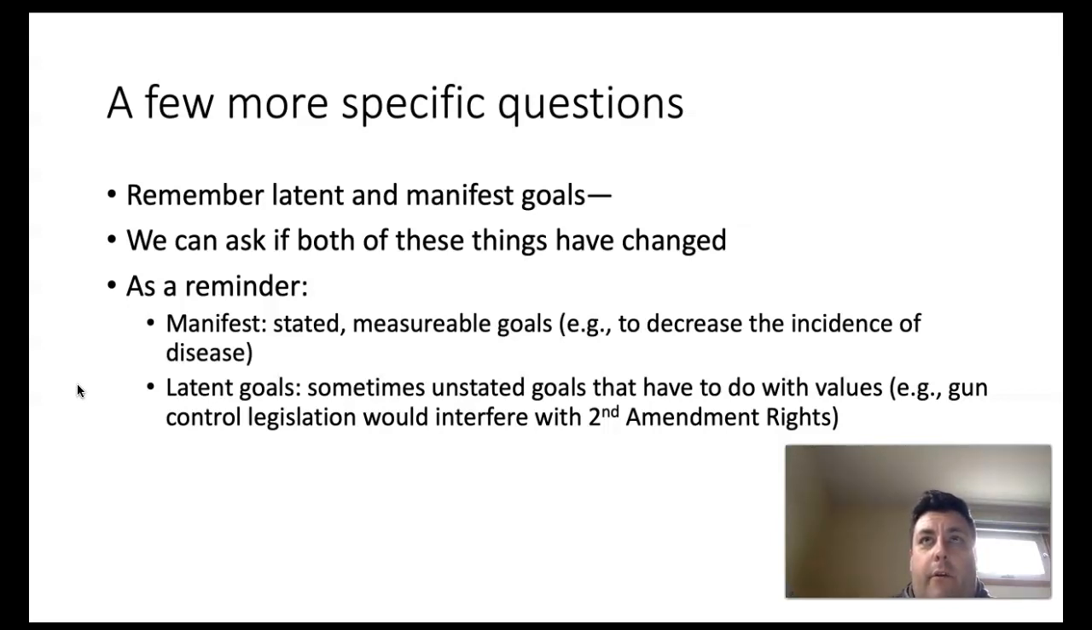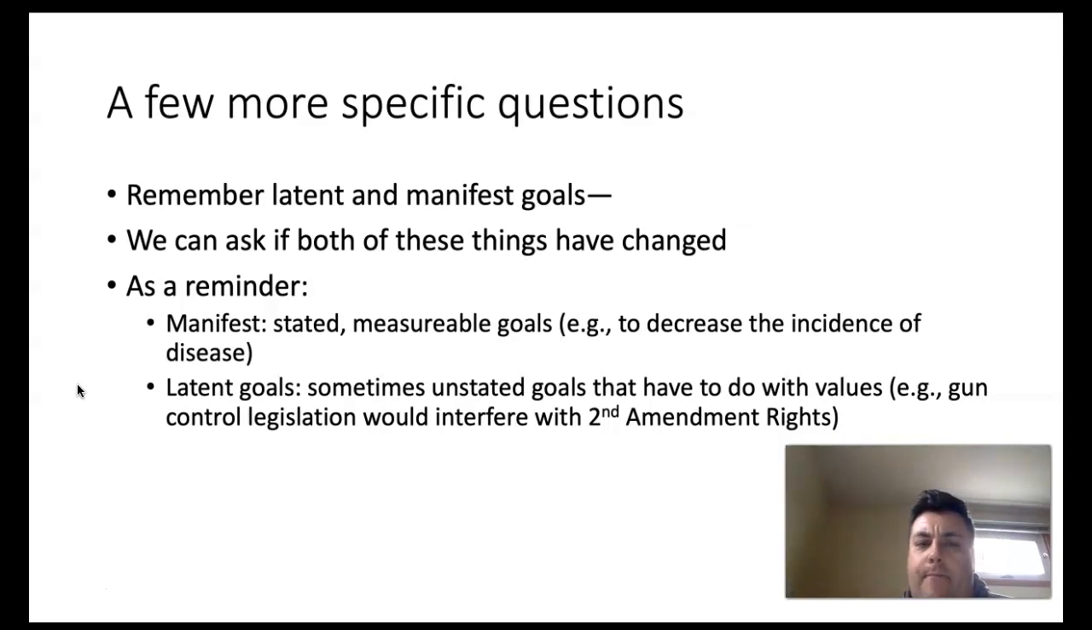So maybe a manifest goal is to increase access to healthcare for 50 million people. And maybe a particular policy succeeded in increasing access for 30 million people. So it was successful, but only successful to an extent. It didn't do everything it set out to do.